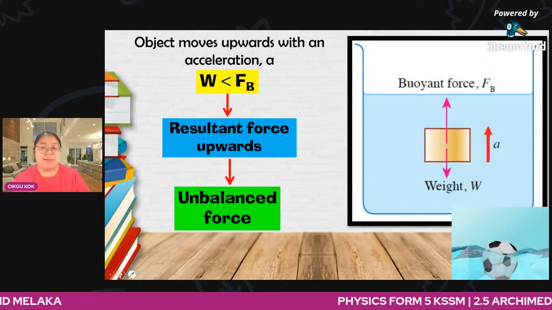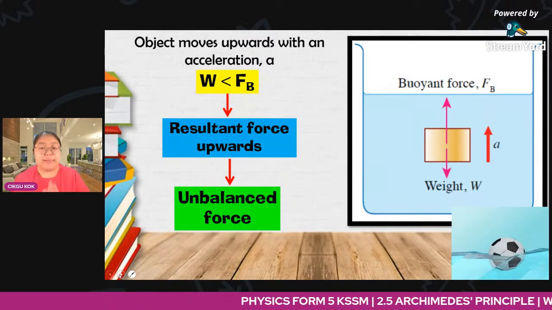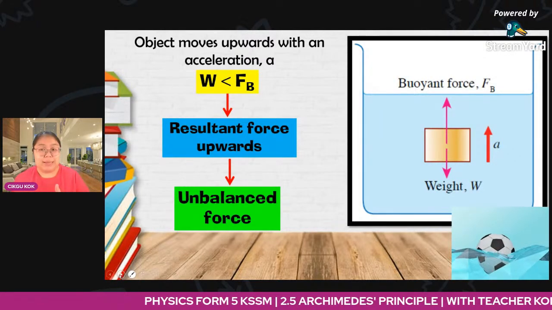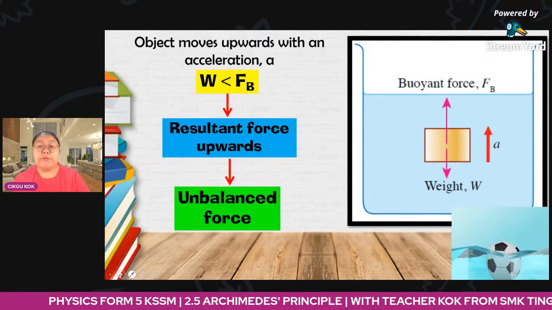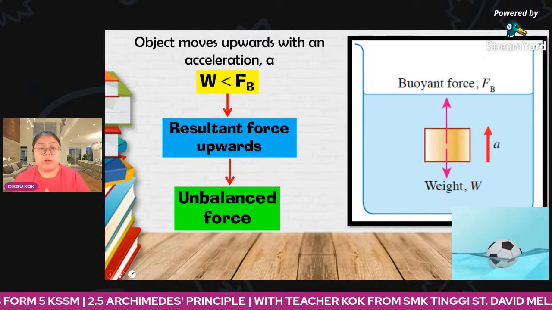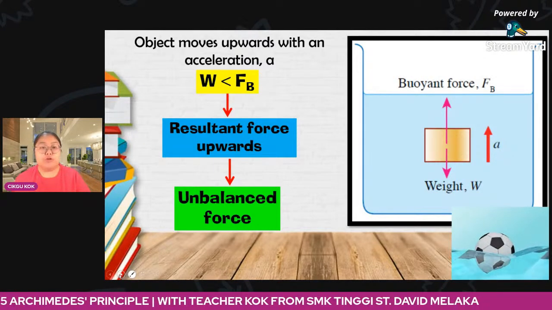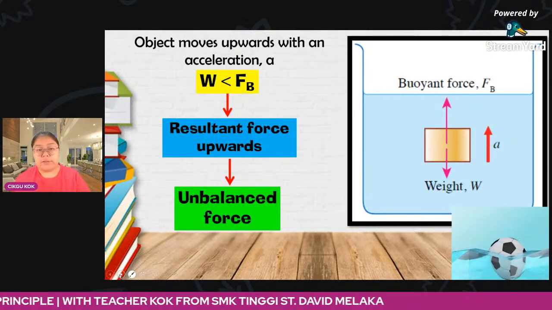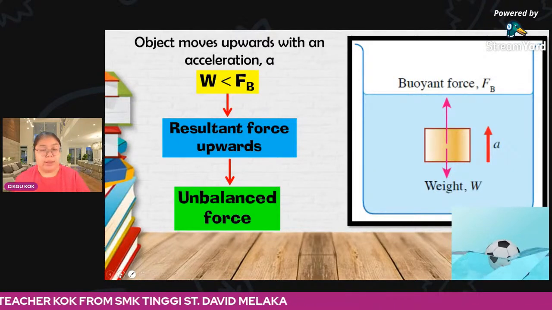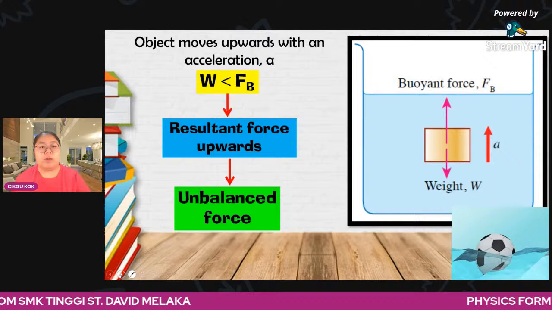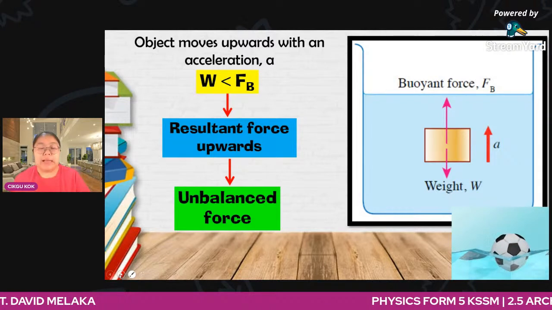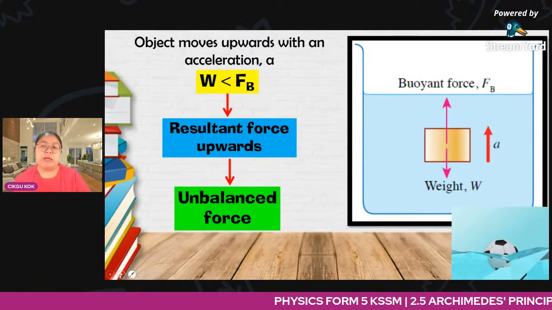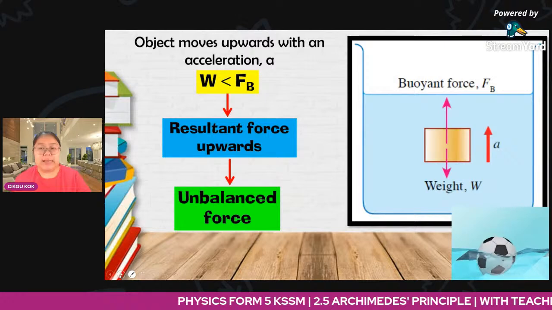So this situation is also an unbalanced force. Understand the three situations: first, stationary; number two, sinking; number three, floating up, on the way up. These are three different situations about the buoyant force and the weight. The one we need to remember is W equals the buoyant force when floating stationary.